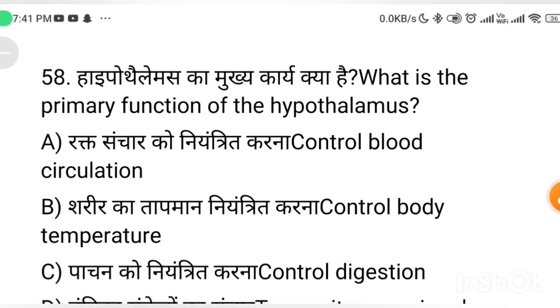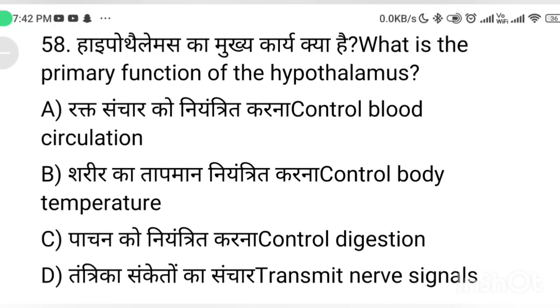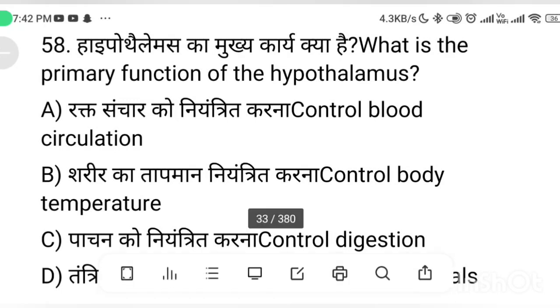Next question. What is the primary function of the hypothalamus? Option A, control blood circulation. Option B, control body temperature. Option C, control digestion. Option D, transmit nerve signal. Correct answer is option B, control body temperature.